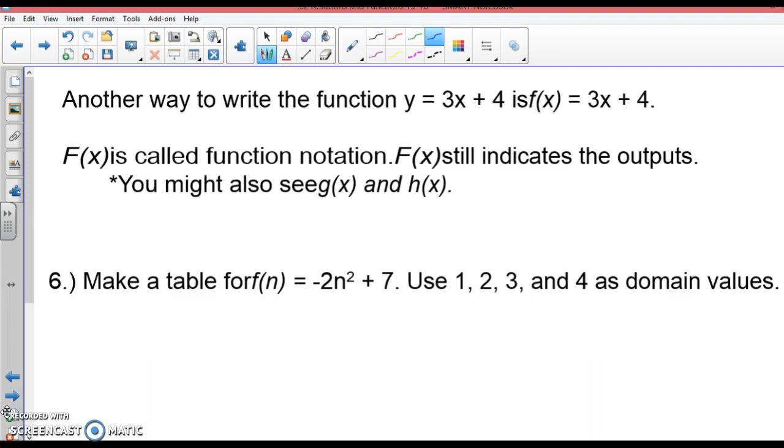Okay, another way to write a function is, and we talked about this yesterday too, y equals 3x plus 4 is f of x. F of x is 3x plus 4. F of x is called function notation. F of x still indicates the output. You might also see g of x or h of x or whatever, but it's always going to be x in there.